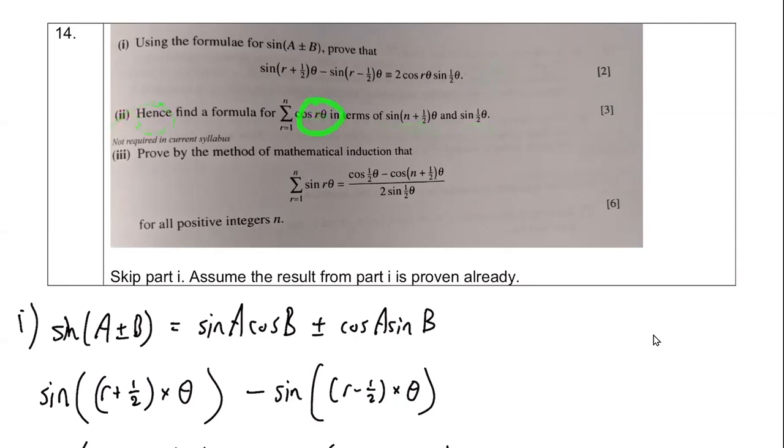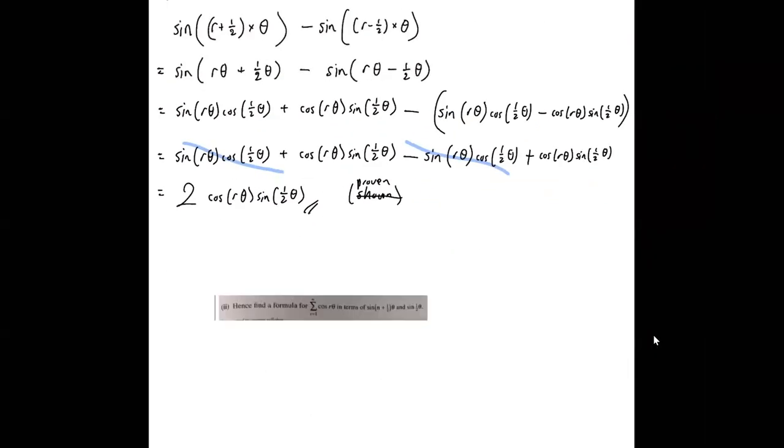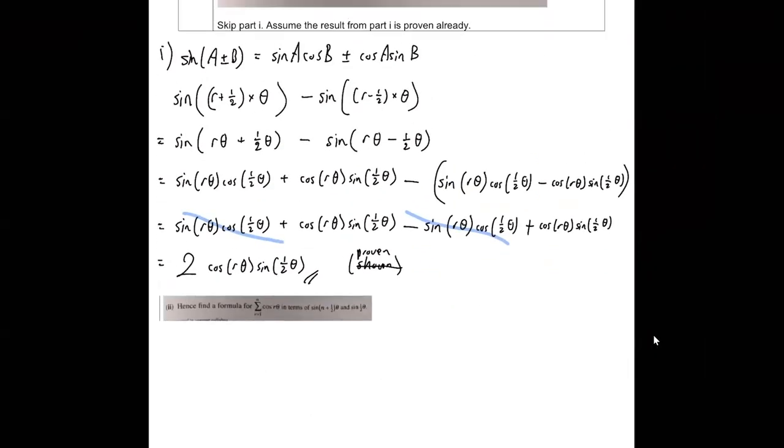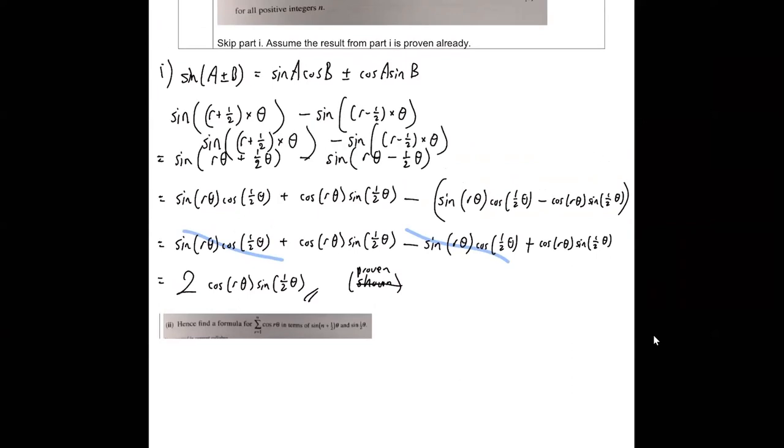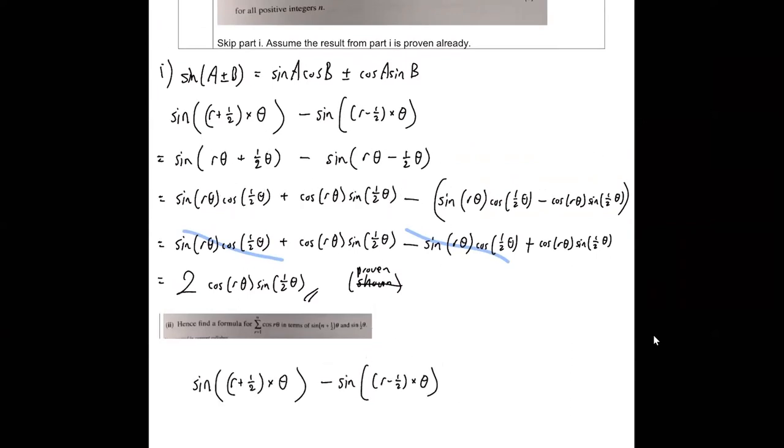Where do you see cosine r theta? It's over here. It's over here. So maybe we should make use of that, right? Maybe we should make use of that. So let me just copy down the question first. And I should copy down the conclusion we have from part one.